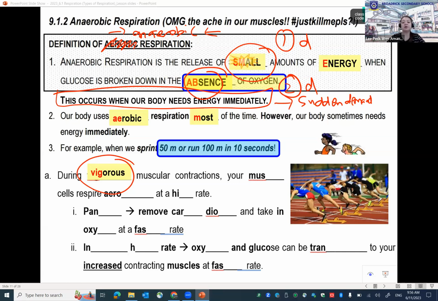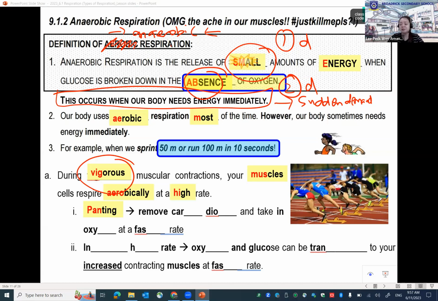Okay, so going back to point 3A, during vigorous muscular contractions, your muscles actually respire aerobically at a very high rate. They are trying to respire aerobically at the maximum rate. That's why you notice when you start to exercise, what's the first thing you start to do? Like dogs, we actually start to pant.